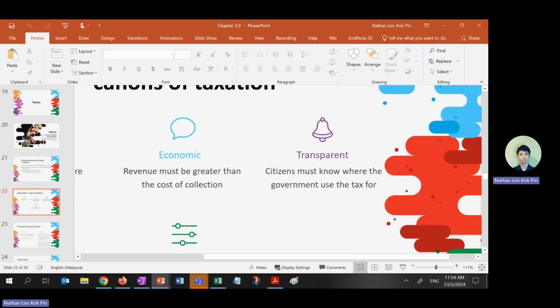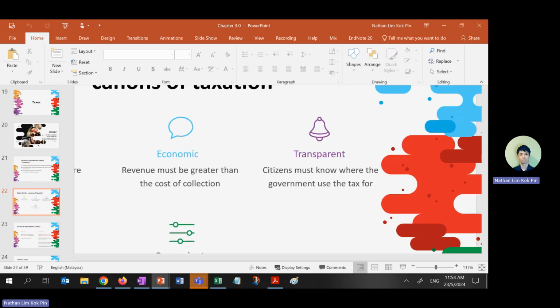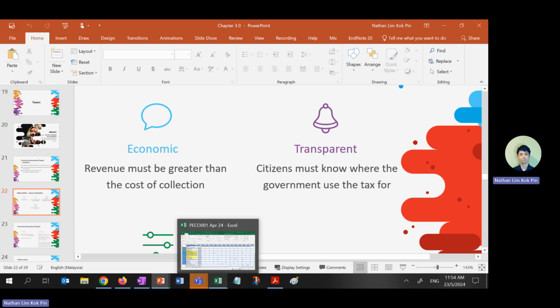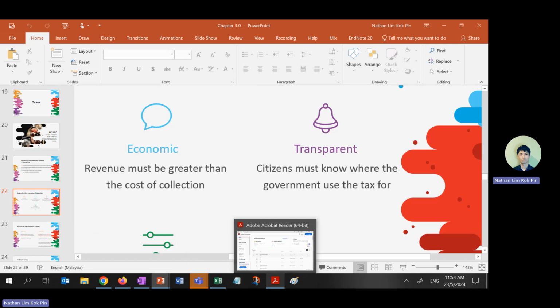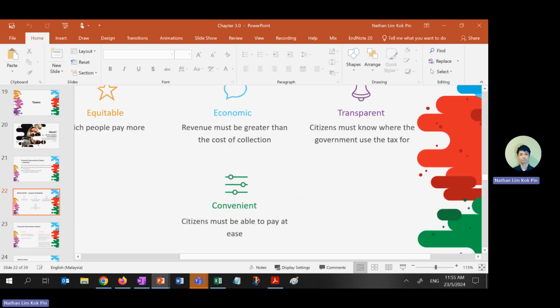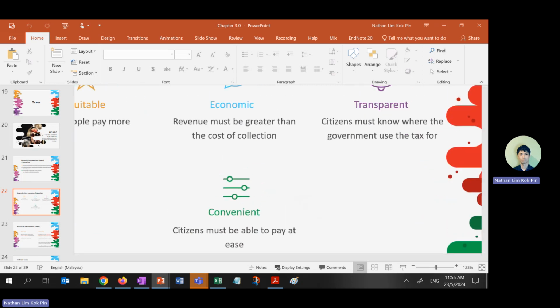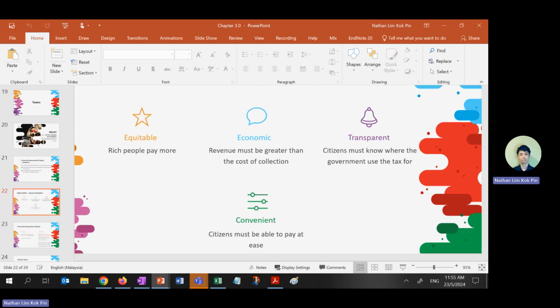Third thing, must be transparent, right? The citizens must know where the government uses their tax. For example, if they tax cigarettes, they must use the tax for anti-smoking campaign. You must know why they tax, right? Number 4, it must be convenient. The citizens must be able to pay in the post office, pay online and so on. Must be able to pay everywhere, right?